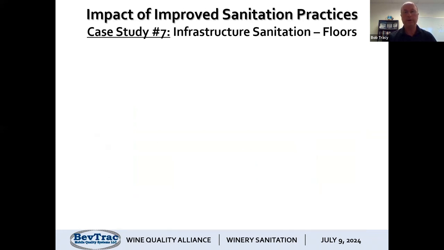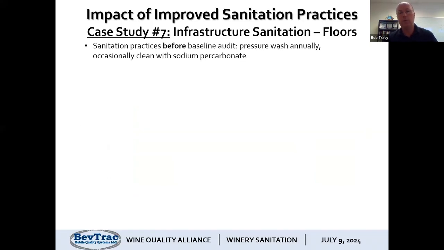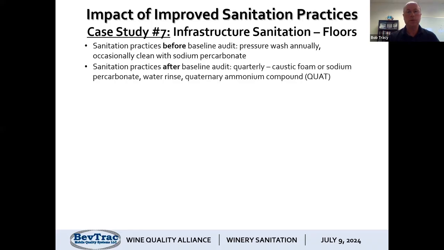And there's one example here for infrastructure, and this is specifically for floors. At this particular winery, before the baseline audit, they used pressure washing annually and occasionally cleaned with sodium bicarbonate. So they weren't cleaning very frequently, and they weren't using any sort of sanitizer. And then after the baseline audit, quarterly, they started using caustic foam or sodium bicarbonate to clean. They did a water rinse, and then applied quaternary ammonium compound, the sanitizer that I was talking about earlier.